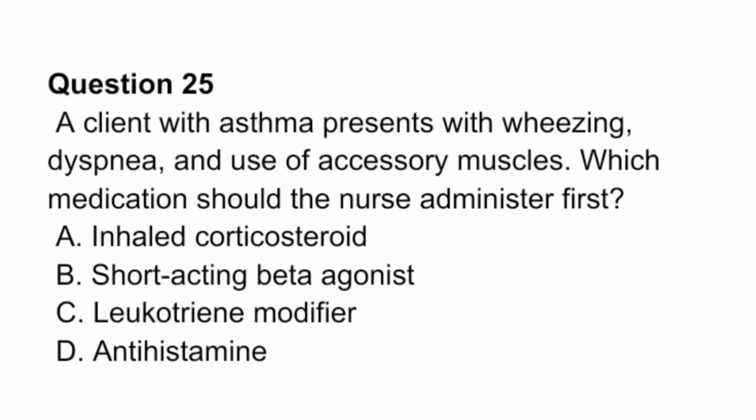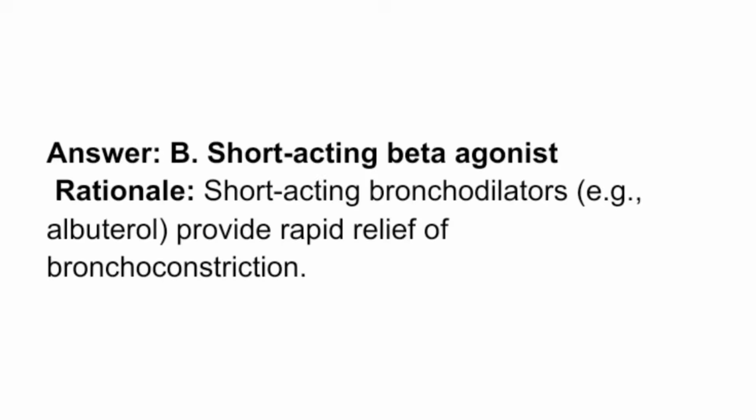Question 25. A client with asthma presents with wheezing, dyspnea, and use of accessory muscles. Which medication should the nurse administer first? A. Inhaled corticosteroid. B. Short-acting beta agonist. C. Leukotriene modifier. D. Antihistamine. Answer: B.